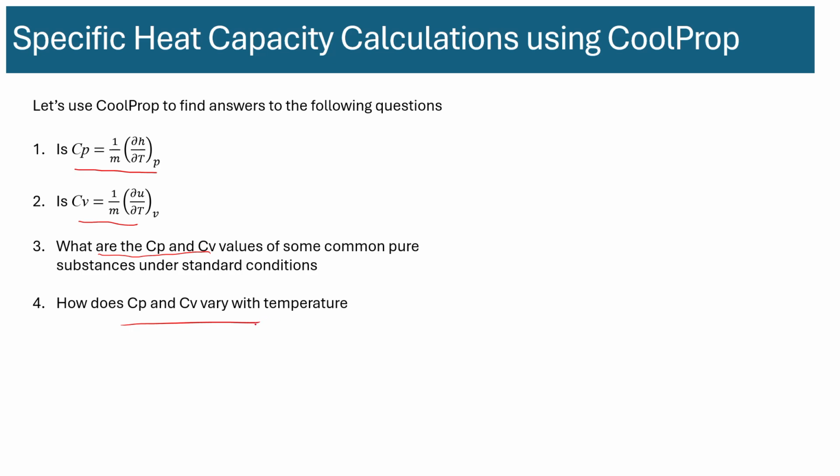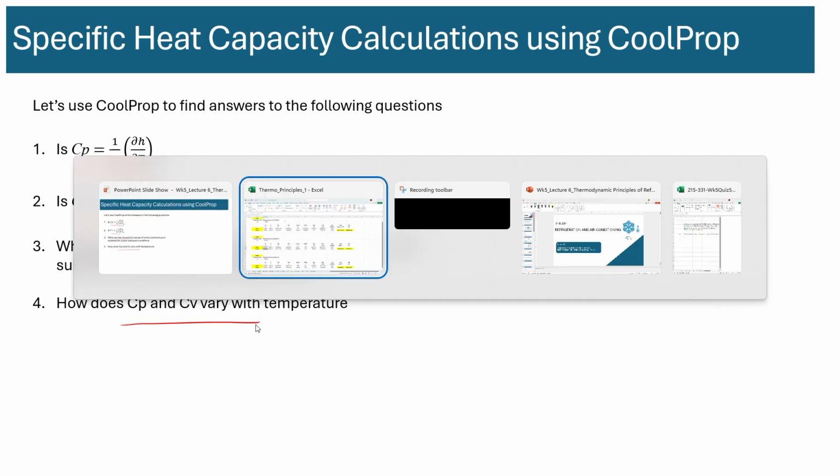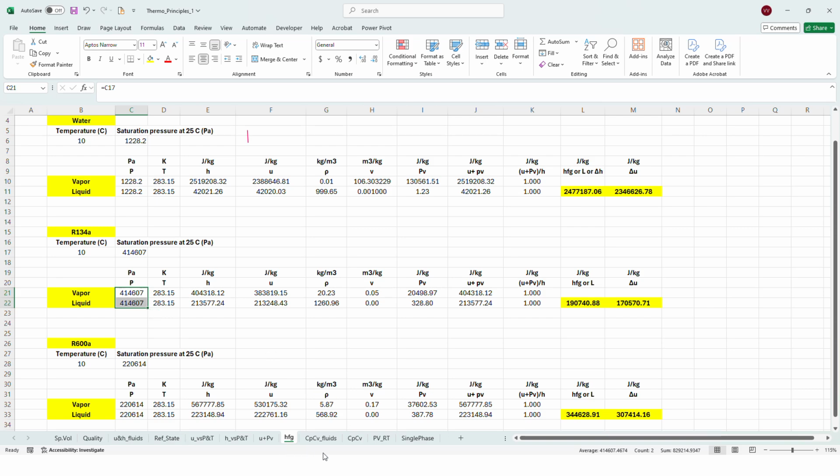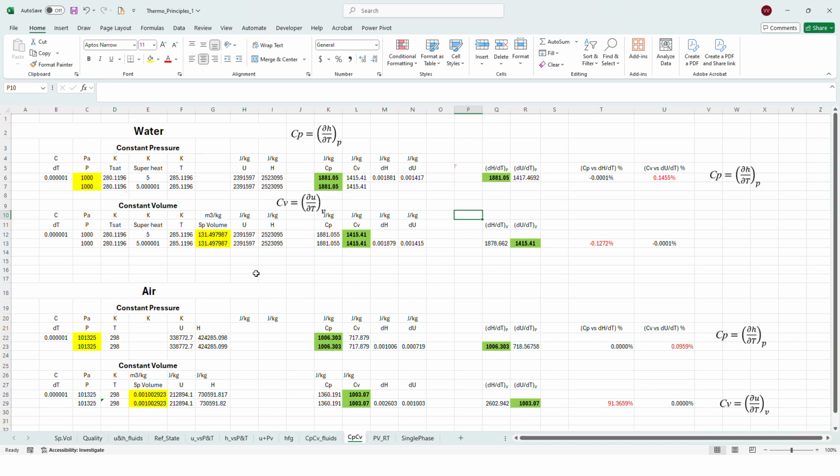Okay, let's go back to the Excel. Let's look at Cp and Cv. Here we've chosen water and air. One is closer to a real gas, and the other is closer to an ideal gas.